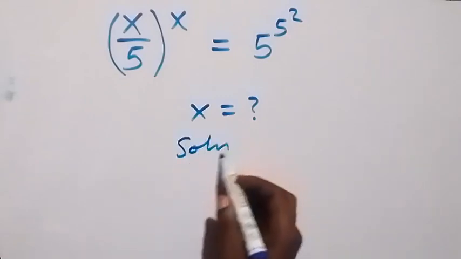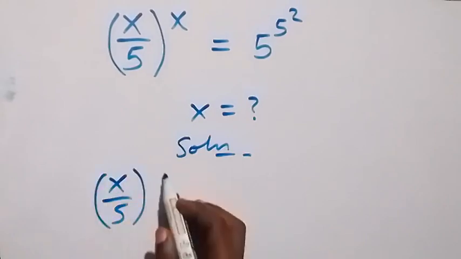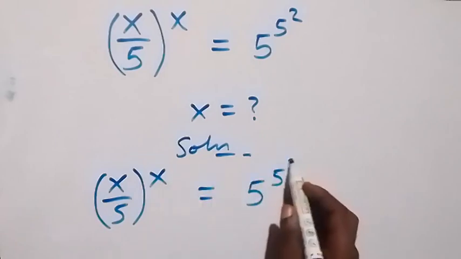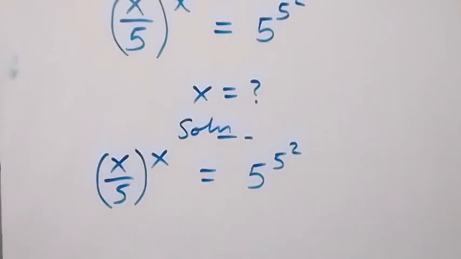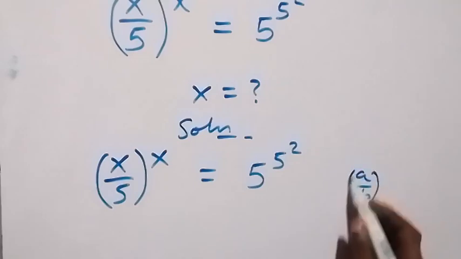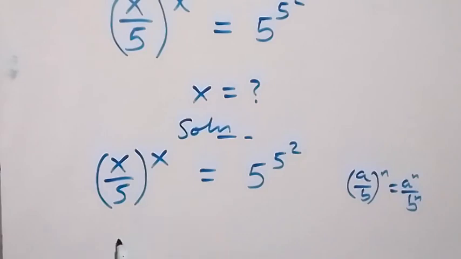Here, from what we are given, (x/5)^x = 5^(5^2). From here, applying the law of indices, when we have (a/b)^n, this is the same thing as a^n over b^n. So here we can have it as x^x over 5^x, which equals 5^(5^2).